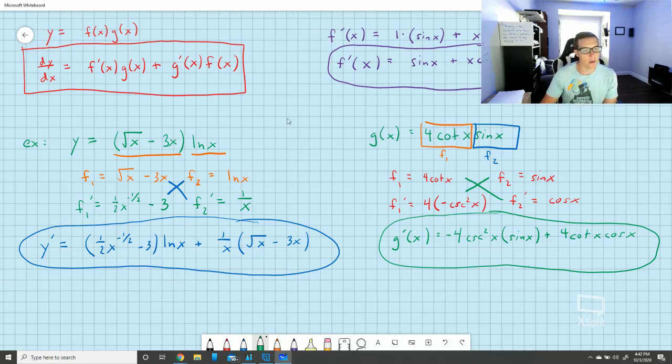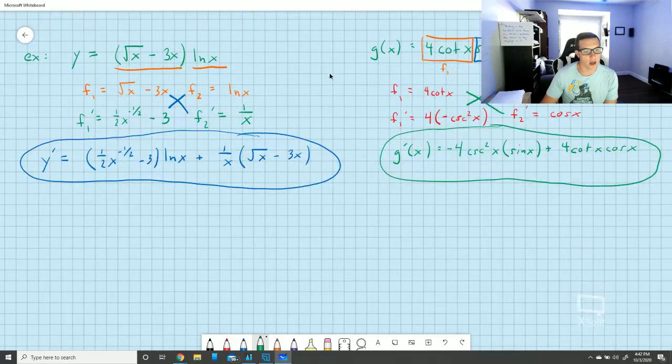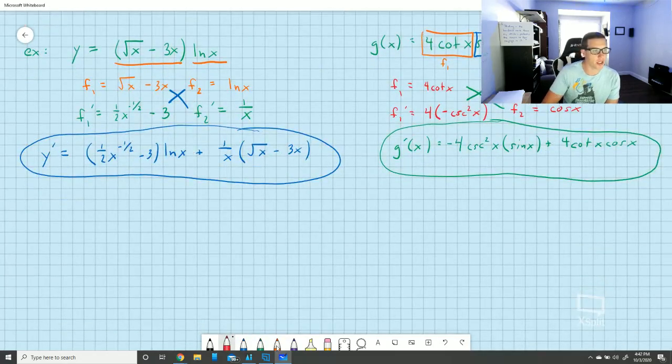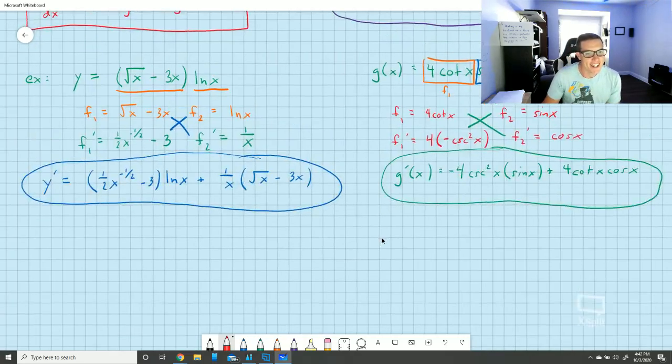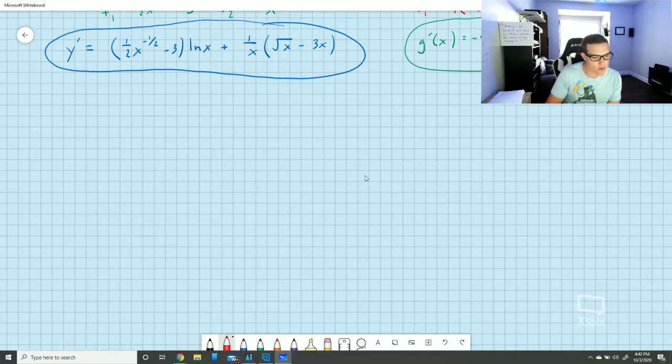You basically just have to remember the pattern. Derivative of the first times the second plus derivative of the second times the first. And don't take shortcuts. The common error I always see is people just taking derivatives one by one. But you can't do that. You got to remember this setup. So you have to go through it and make sure you're following the entire process.